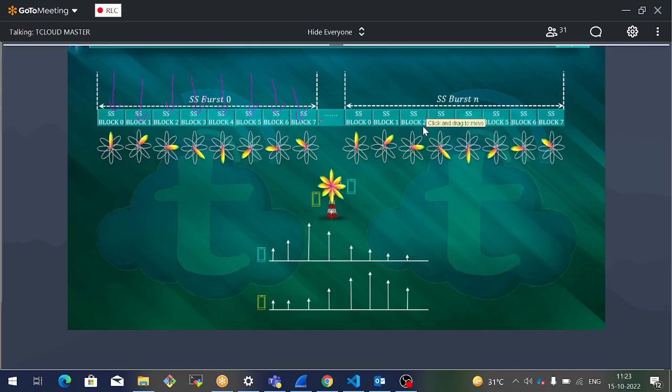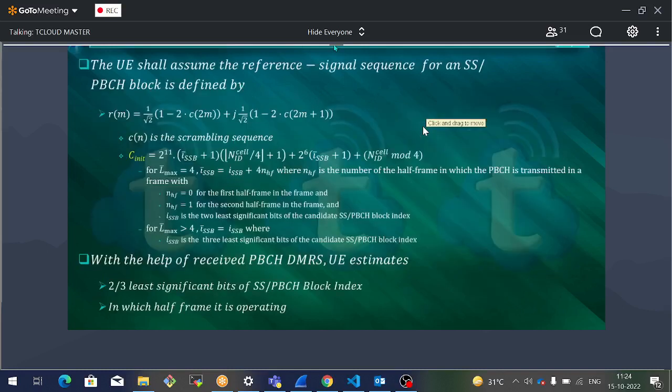And we are using 8 beams here. So PBCH elements are different. So mobile estimates what is the block number. At least half of it, not full, only half. So mobile receives these symbols on these PBCH DMRS symbol positions and then detects what is the I bar SSB value. From that, it will calculate ISSB and NHF.